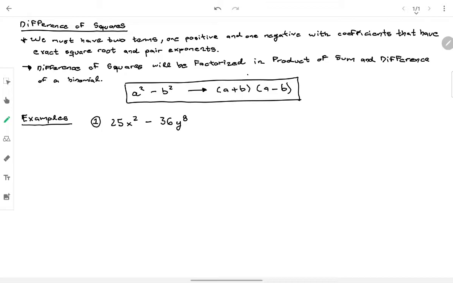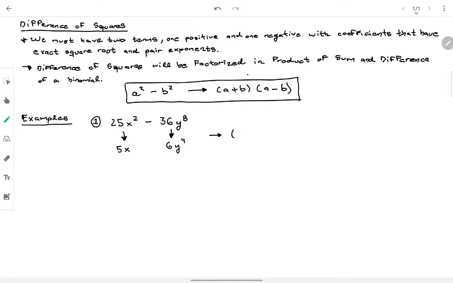On the first example, we have something like this: 25x squared minus 36y to the 8. We can check if it's a sum and difference of a binomial if both terms have a specific exact square root. In this case, we have it because the square root of the first term is 5x. The square root of the second one is 6y to the fourth. So if both terms have a square root and it's one positive, one negative, then I can put it as a product of sum and difference of a binomial.